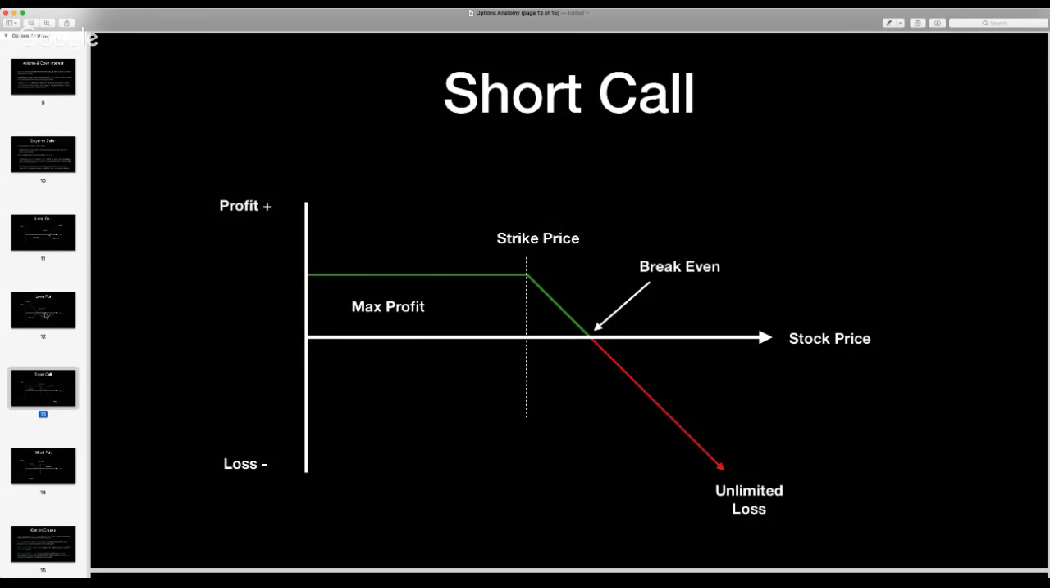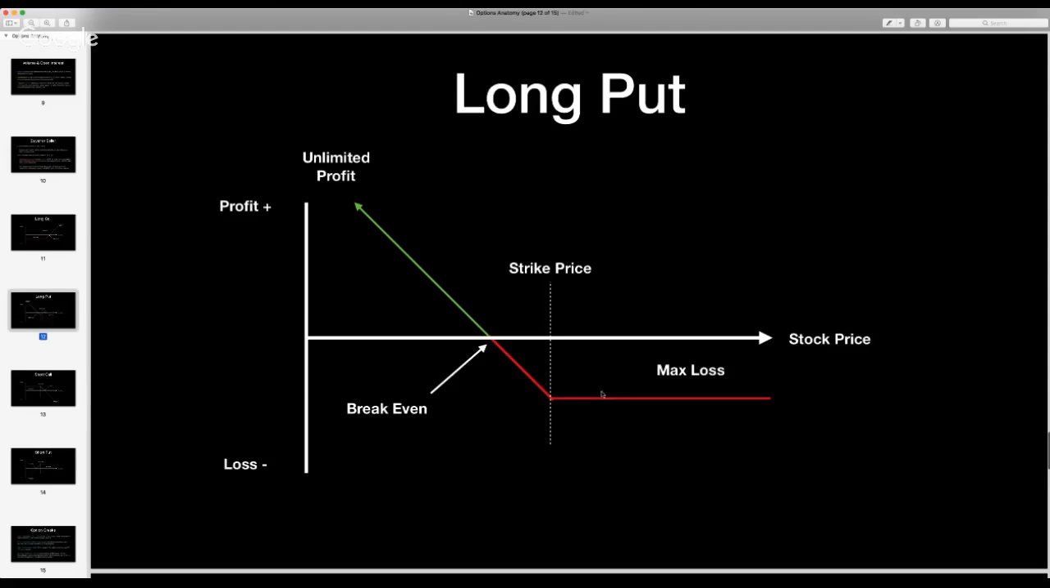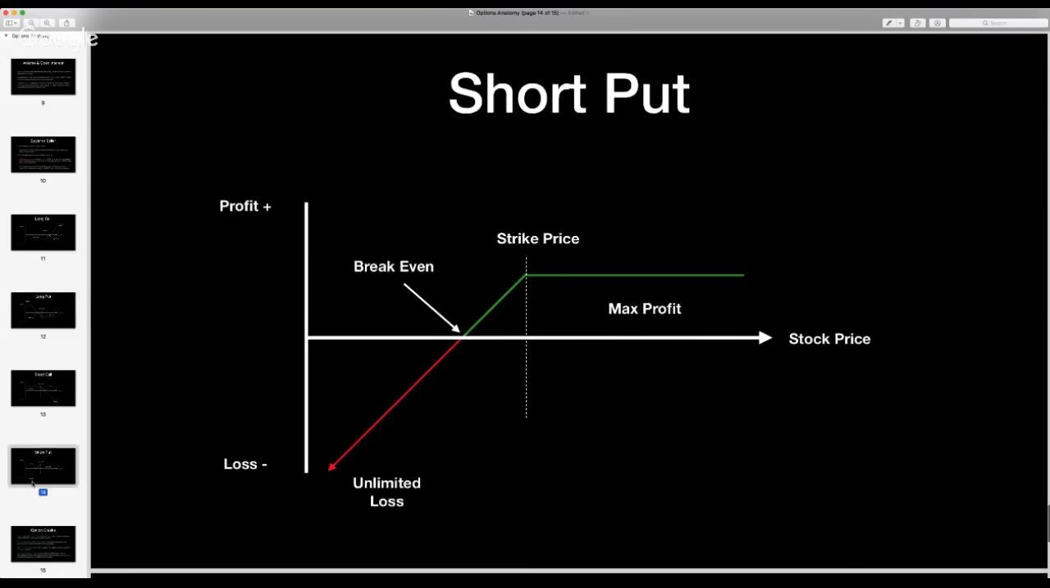You can also do the same thing with puts. You can sell puts. There's a long put, and then there's a short put. You could have a naked put as well. So if price goes down to zero, you could have, well, it's not really unlimited, but it's probably pretty hefty.